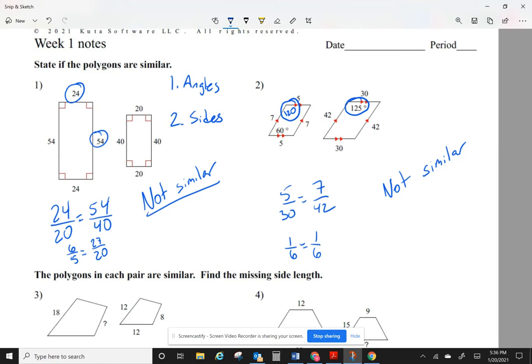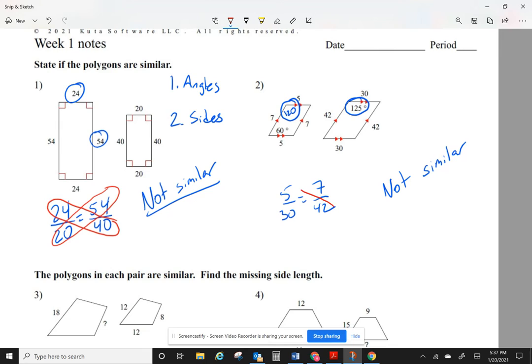Now, when we're checking for sides being proportional, if you struggle with simplifying fractions, another way you can check if these two are proportional is to cross multiply. From the beginning, looking at question number 1, you could have just multiplied 24 times 40 and 54 times 20. If those two are proportional, the multiplications, 24 times 40, will be the same as 20 times 54. Because these are not proportional, the multiplications are not equal to each other.